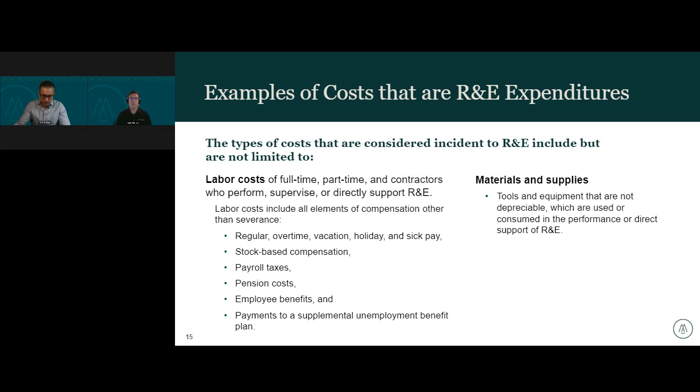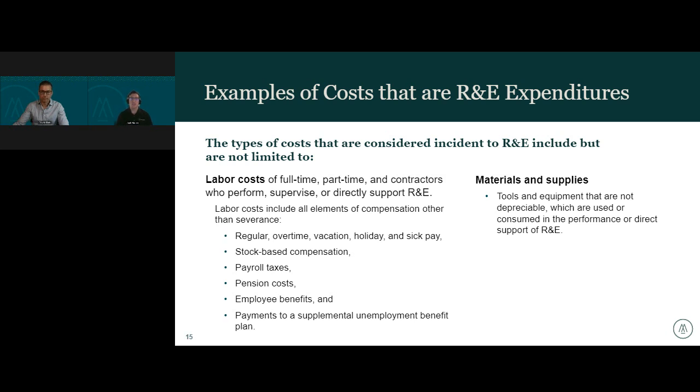Digging into some of the examples provided, the first one being all labor costs for full-time and part-time employees and contractors that perform, supervise, or support R&E, excluding severance pay. So this would include all your regular overtime, vacation, holiday, and sick pay, stock comp, payroll taxes, pension costs, employee benefits, and payments to supplemental unemployment benefit plans. For many taxpayers, the labor costs will make up the largest portion of your R&E expenditures, but that could vary depending on, obviously, the industry and the client fact pattern.